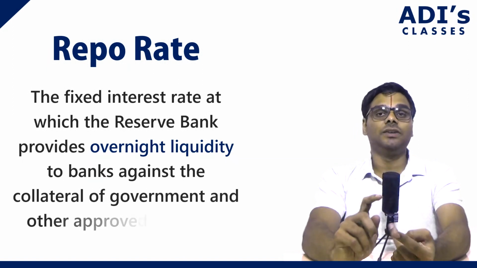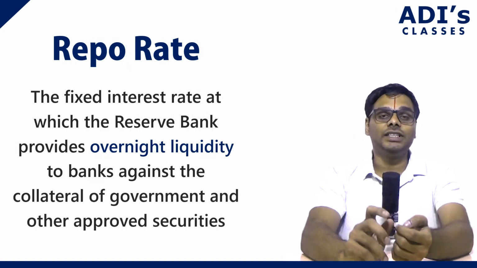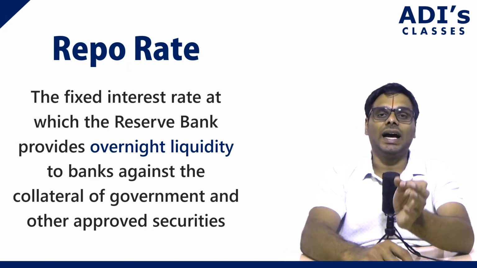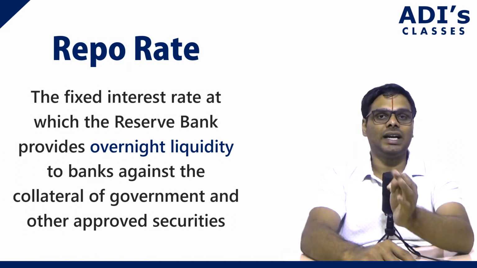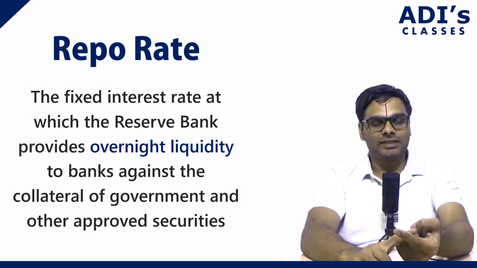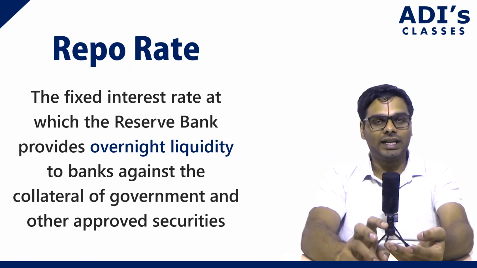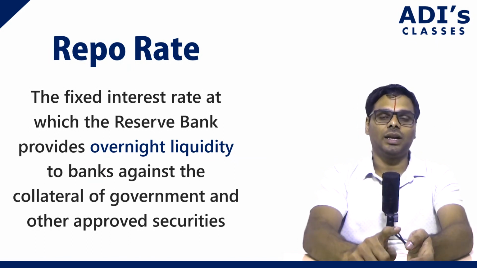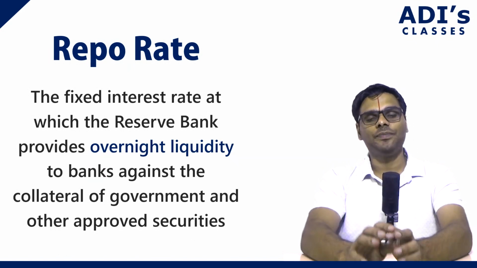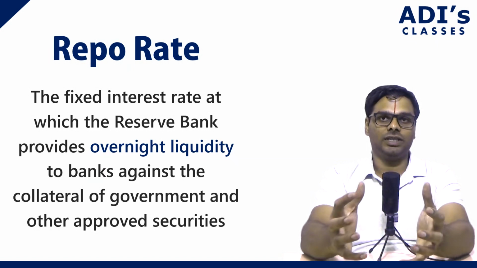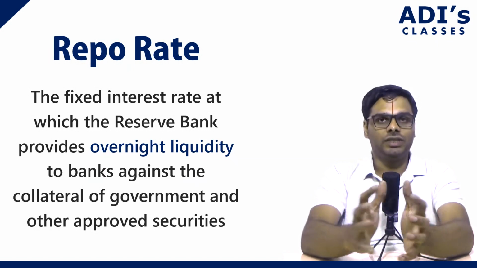Repo rate is the fixed interest rate at which the RBI provides overnight liquidity to banks against the collateral of government and other approved securities. I repeat, the fixed interest rate at which the RBI provides overnight liquidity to banks against the collateral of government and other approved securities. Now let's break down this definition. What are the components of this definition?